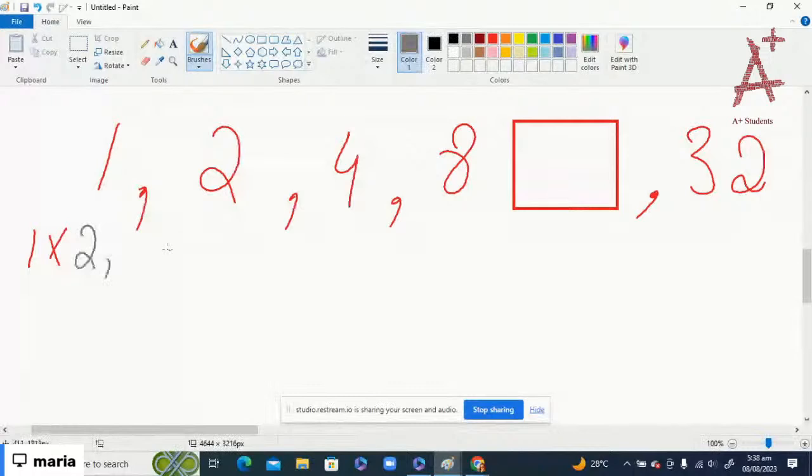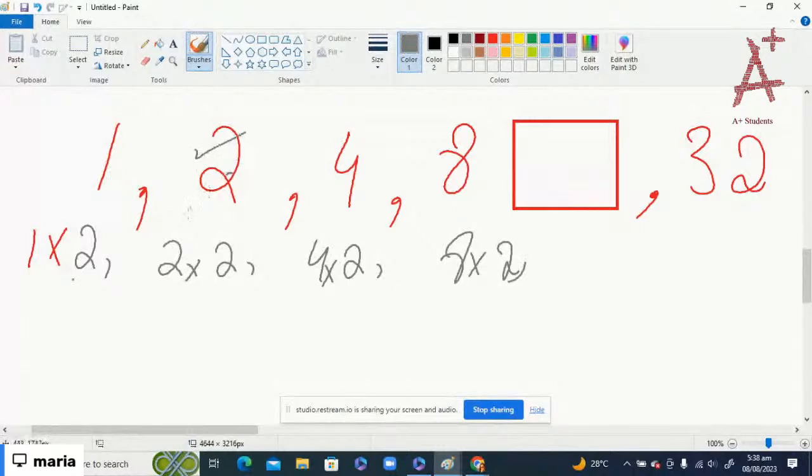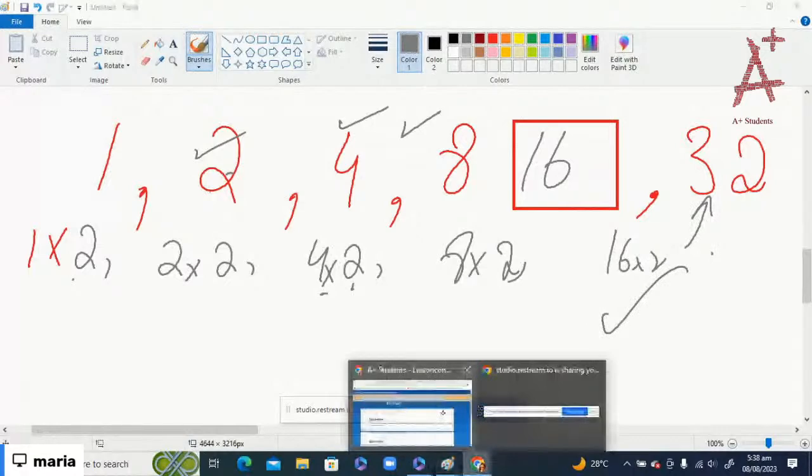1 times 2, 2 times 2, 4 times 2, 8 times 2. 1 times 2 is 2, right? 2 times 2 is 4, right? 4 times 2 is 8, right? 8 times 2 is 16, and 16 times 2 is 32. This is also right. This is the pattern that we follow here. Okay, let's do the next one.